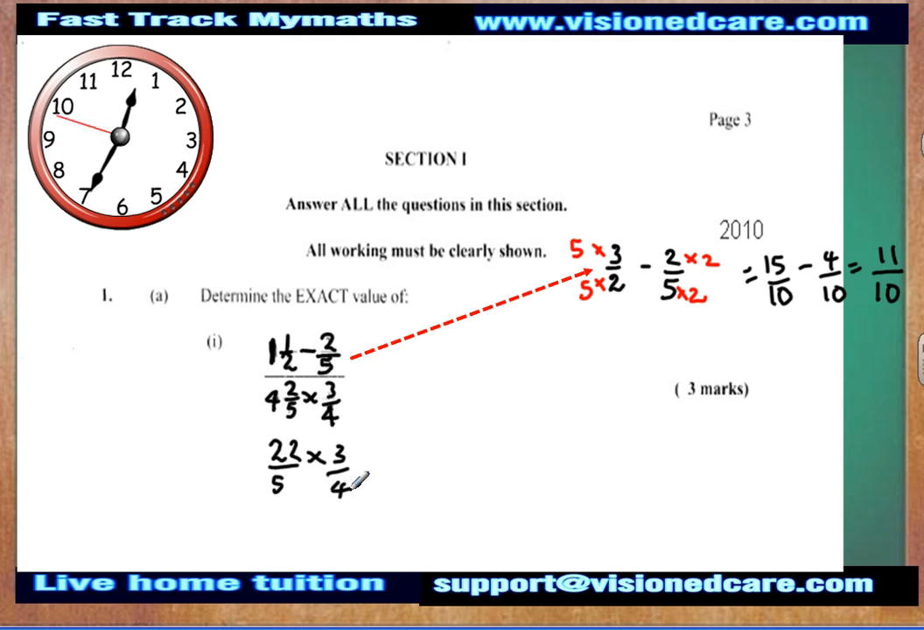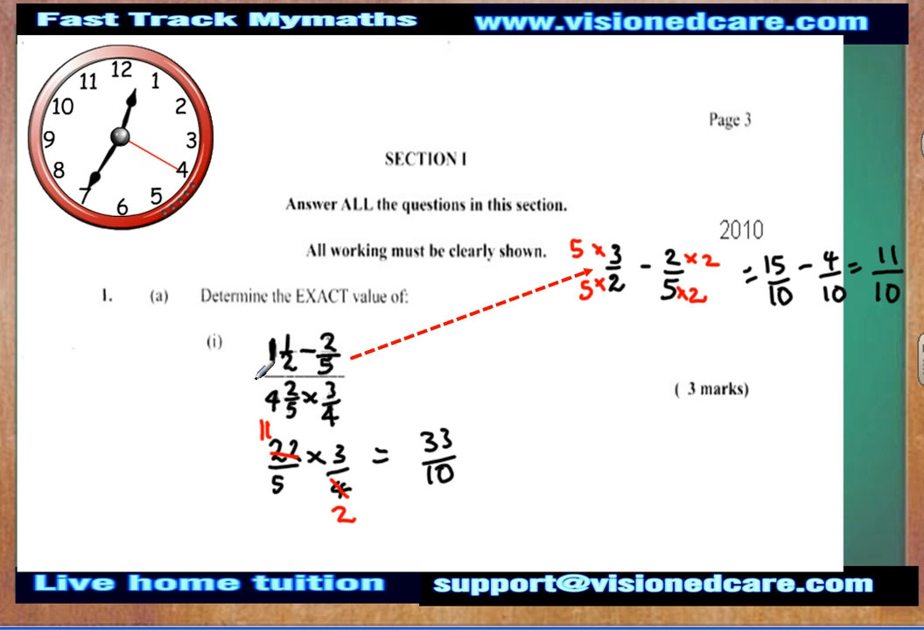It's very important to note that 5 times 4 is 20, add 2 is 22/5. So we can halve this 4 here and we get 2, and we can halve 22 and we get 11. So we have 11 times 3, that's 33, over 2 times 5, that's 10. So what we have is 11/10. This line means divided by 33/10. So it's 11/10 divided by 33/10.